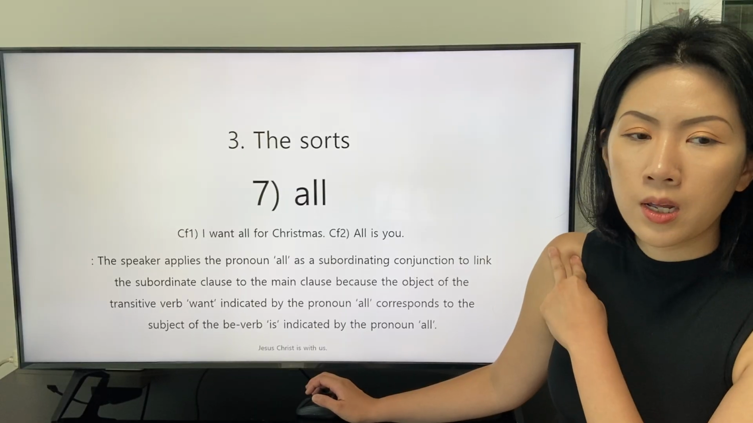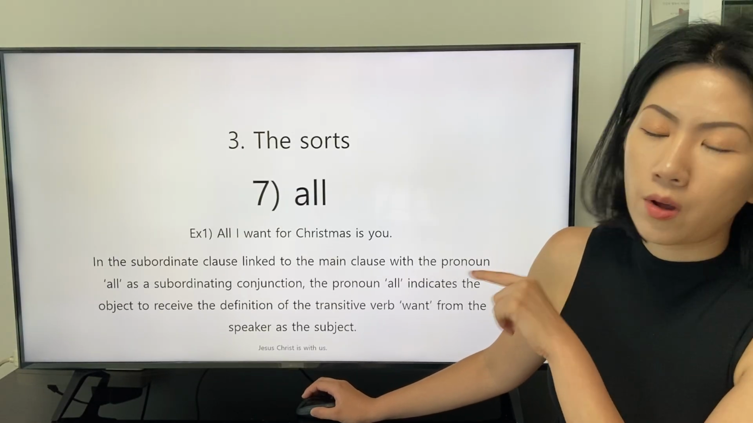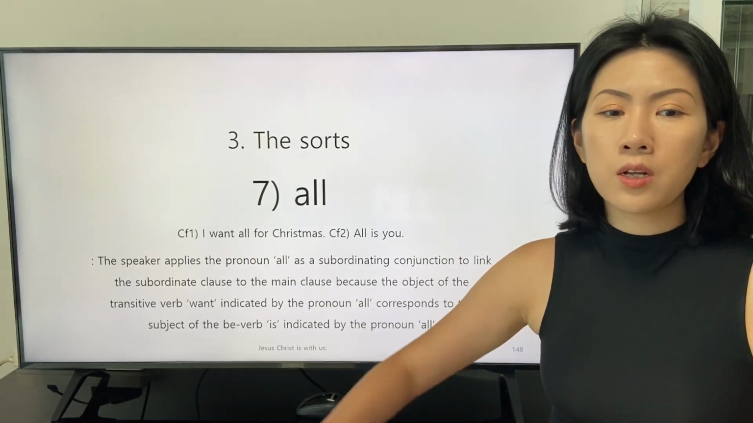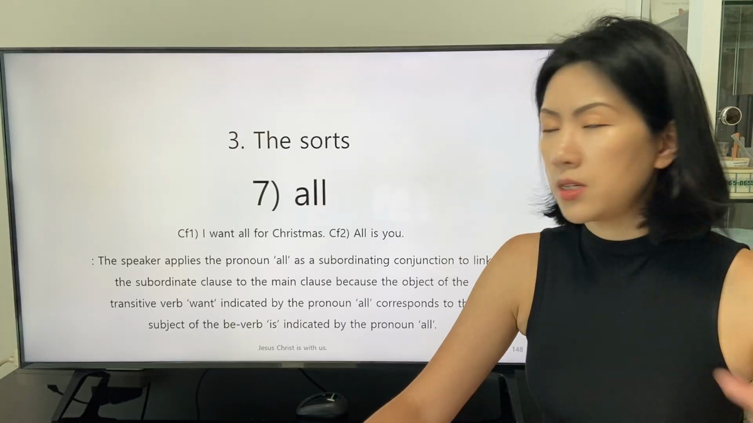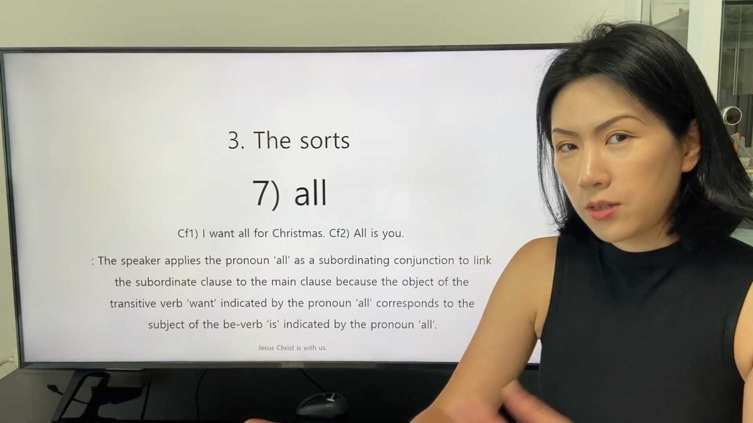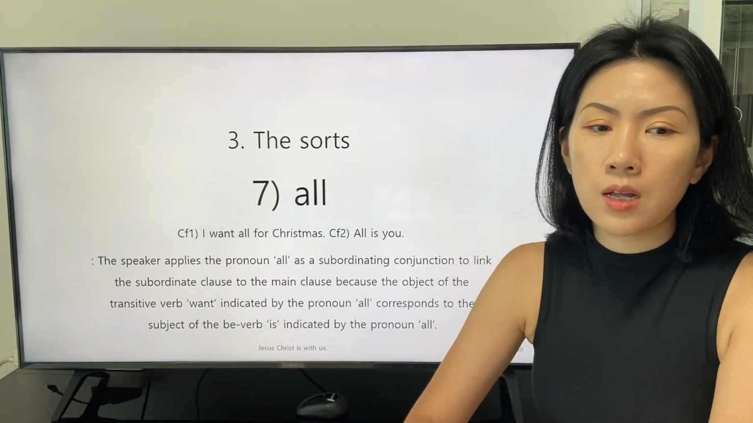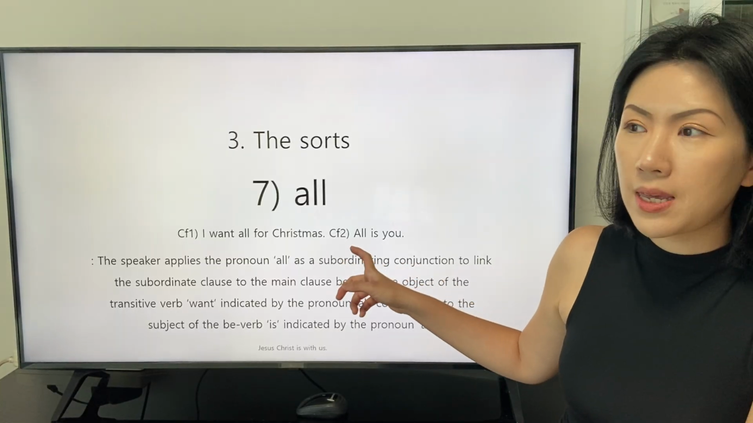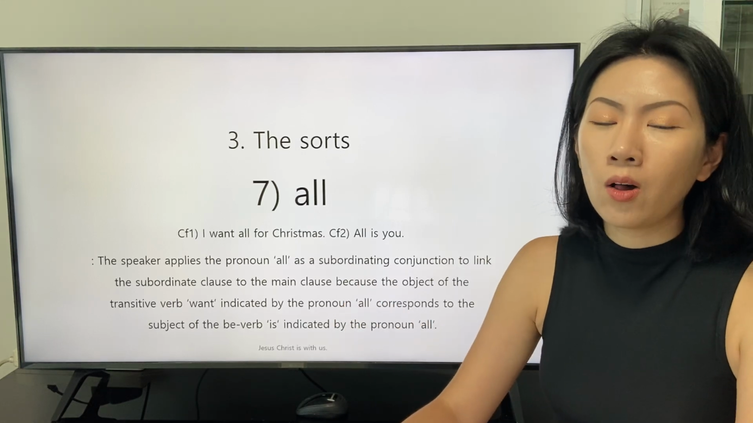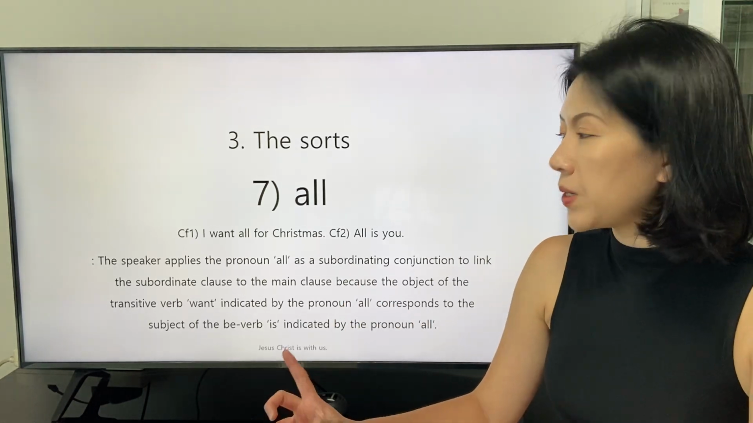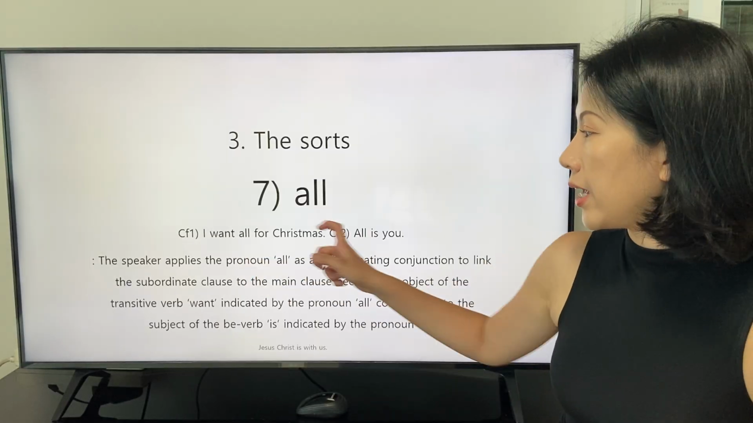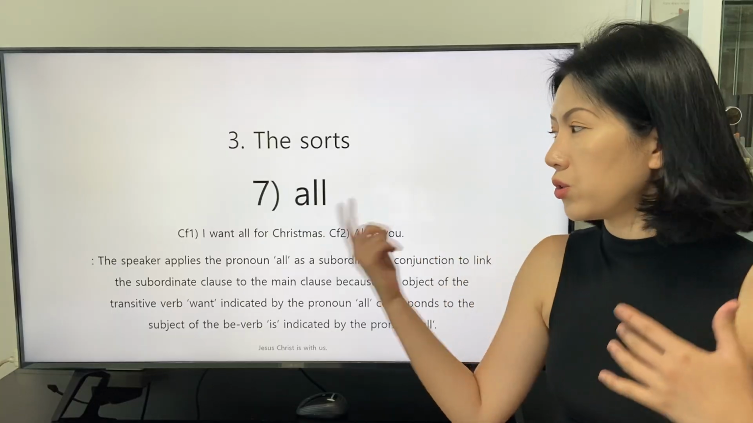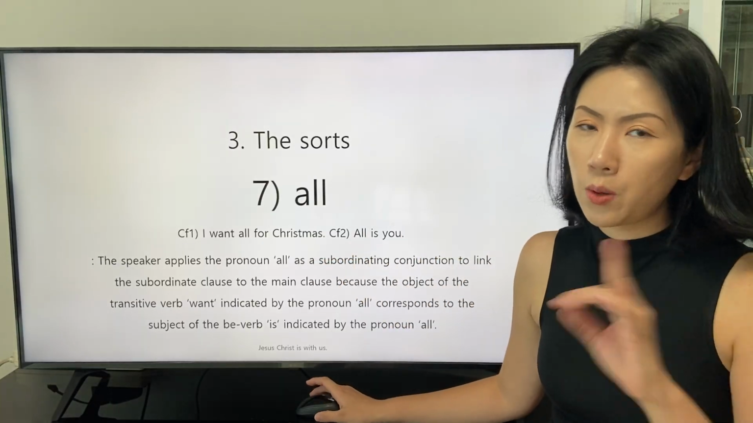The first example can be separated into these two clauses. The first clause that seems to become the main clause is this: I want all for Christmas. And the second clause that becomes the main clause is this: All is you. And the speaker finds the shared indication in the pronoun all. That's the reason why the speaker links the two clauses into the first example. All I want for Christmas is you.